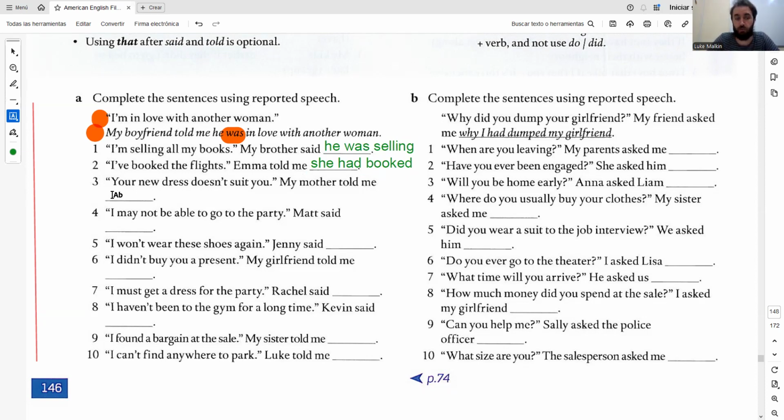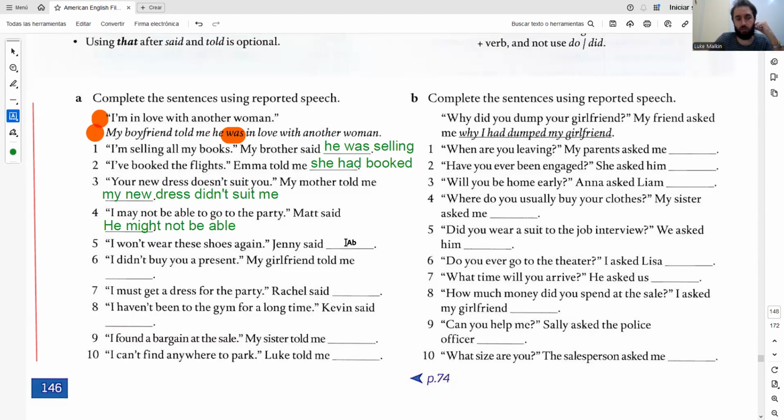Your new dress doesn't suit you. My mother told me my new dress didn't suit me. So now this is present tense to past tense, but negative. Number four, I may not be able to go to the party. Matt said he might not be able to go to the party. May is reported as might.